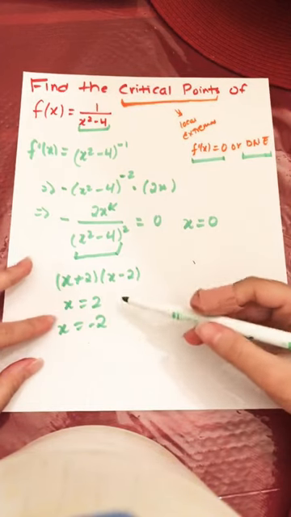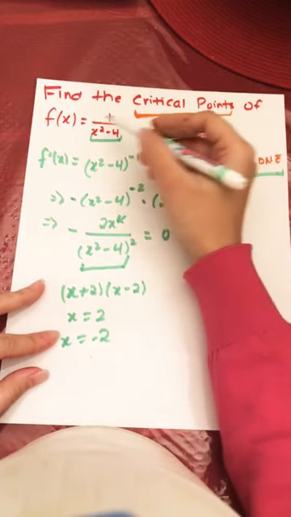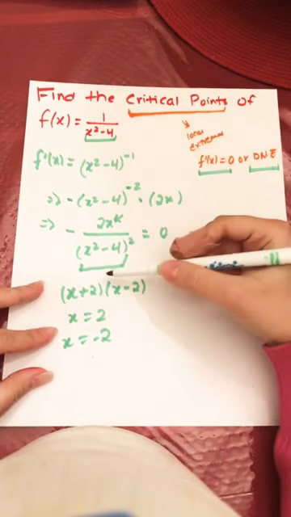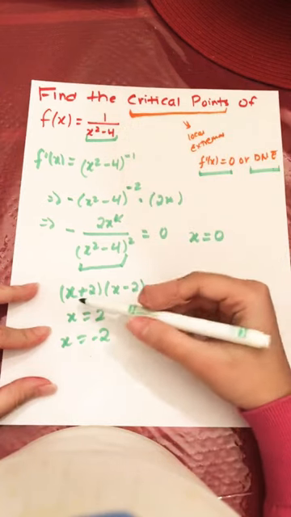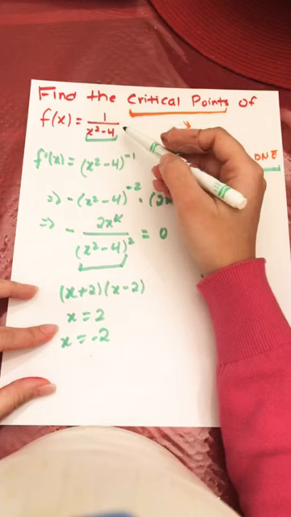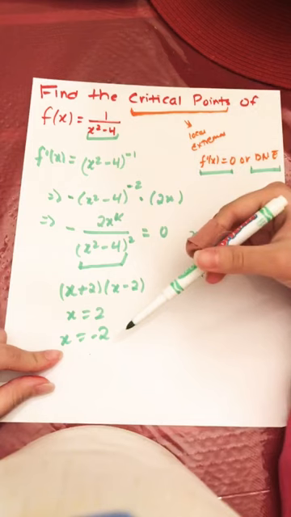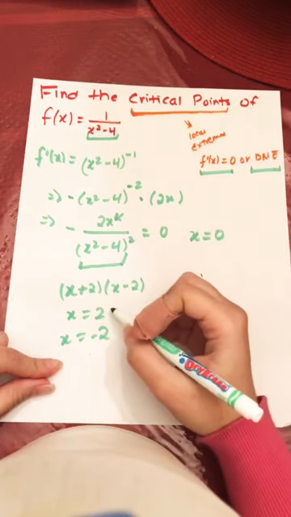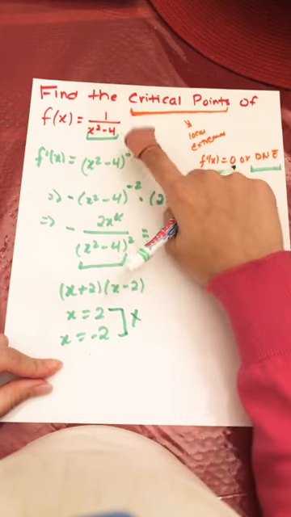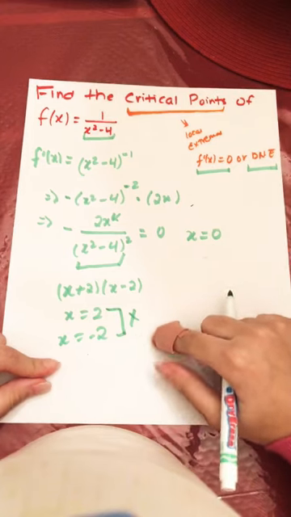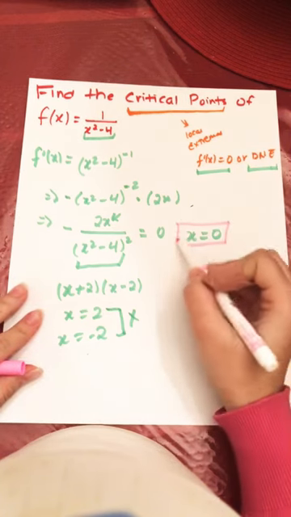However, this is also true for the original function. If you take a look at the original function f of x, x squared minus 4 is also the denominator. That means that this will also factor out to be x plus 2 and x minus 2. So at x equals 2 and x equals negative 2, the original function does not exist either. So because of that, we can't consider these our critical points because they do not exist in the domain of our original function, so they cannot be counted as our critical points. Therefore, our only critical point is going to be x equals 0.